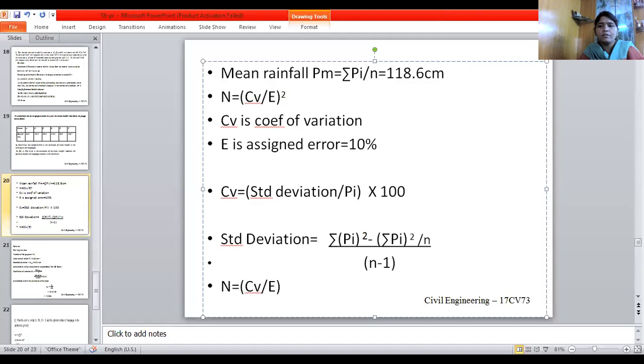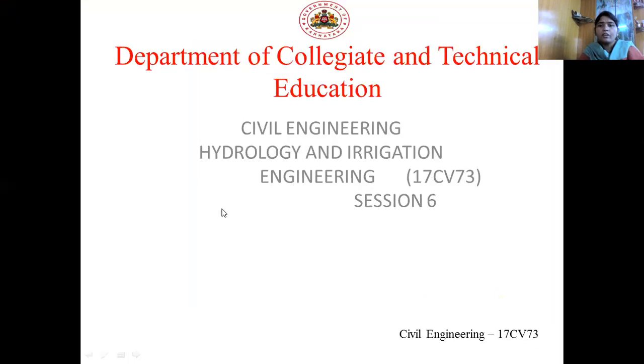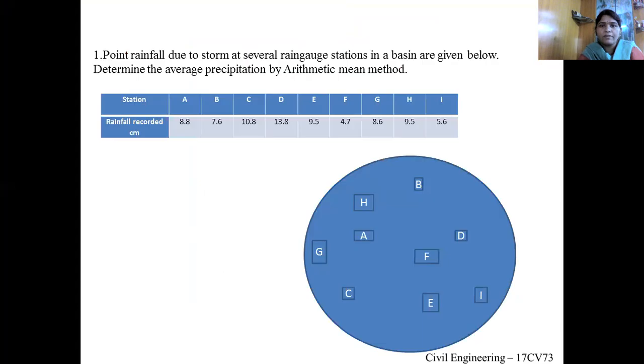Hello everybody. In this session, I will be explaining the various problems of Module 1. So how do we measure the precipitation? How do we use the various methods where missing data has to be found out and the optimum number of rain gauges? So let me start with the first method, that is the arithmetic mean method.